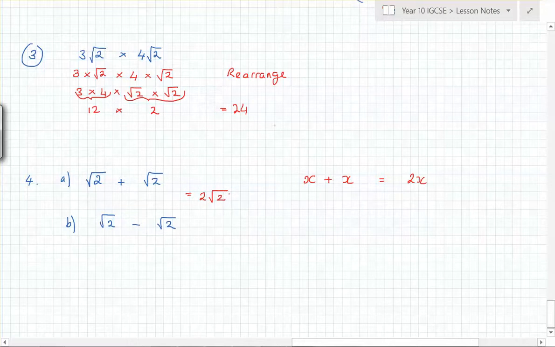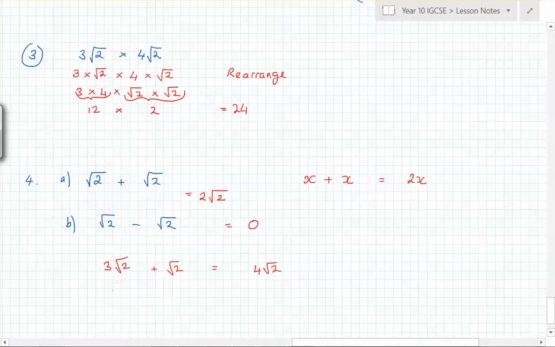Like x plus x is 2x, root 2 plus root 2 is 2 root 2. What's root 2 minus root 2? Well done, Callista. 0. Just as an example, what about 3 root 2 plus root 2? 4 root 2. Why? Because I've got 3 root 2s plus another root 2, and I've got 4 root 2s.